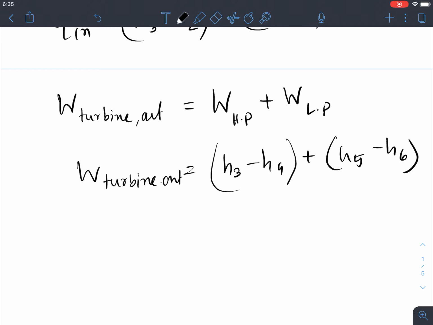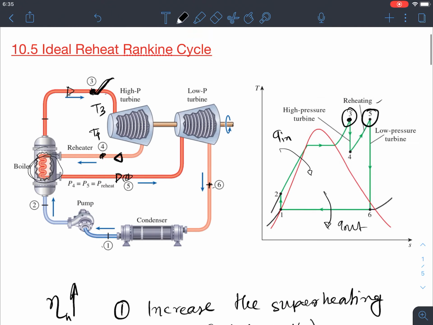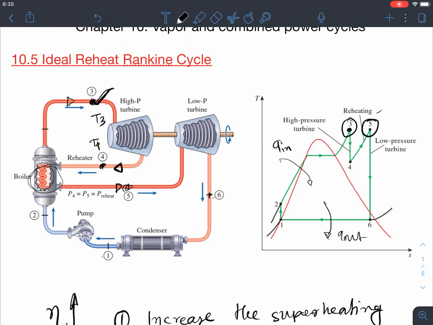The condenser and pump will be similar to the Rankine cycle in the previous lecture we talked about. Okay, so that's the expression for the heat input and the work output of this modified Rankine cycle. Modified means that basically we are using a reheater.